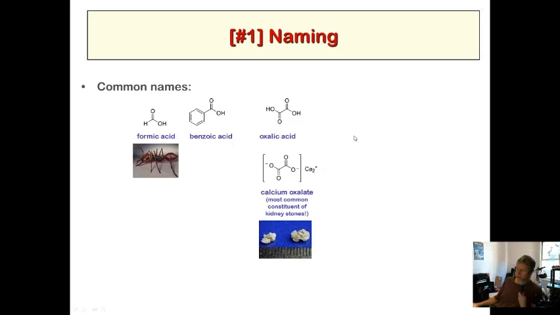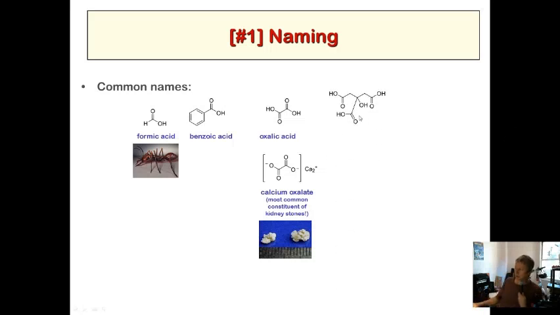The calcium salt of this, so if you take off the 2 protons and put a calcium 2+ in there, it's called calcium oxalate. This is the most common constituent of kidney stones. So they look like little bits of popcorn, but they are definitely not popcorn. These are very painful little rocks, little stones of calcium oxalate that go through your kidneys and cause extreme pain. So this is pretty much the cause of the pain in kidney stones.